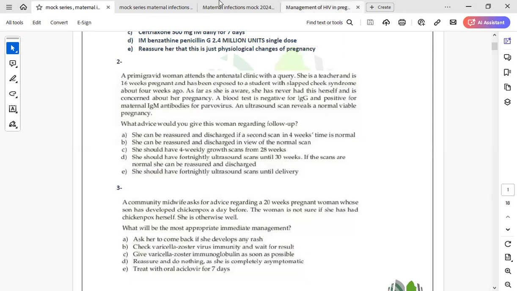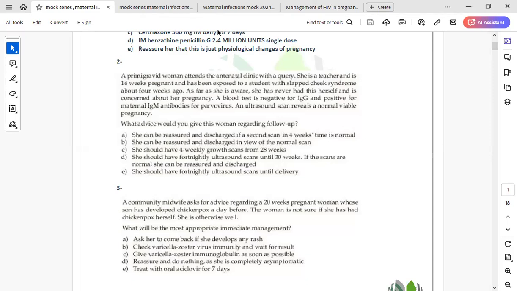Do you remember the algorithm for parvovirus? Are you going to discharge her? Are you going to reassure her? Of course not. We need to do something for this baby. We have to keep our eye on this baby.